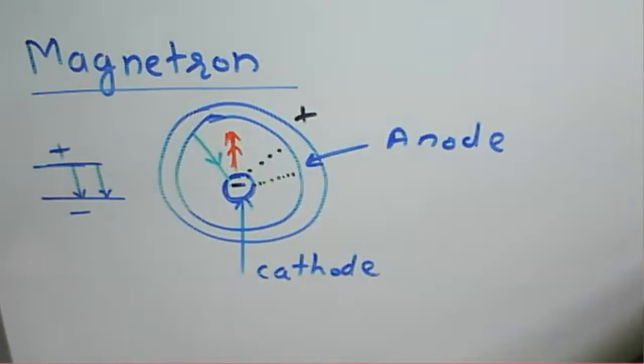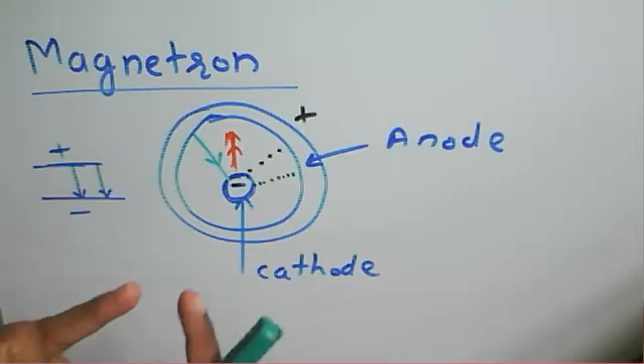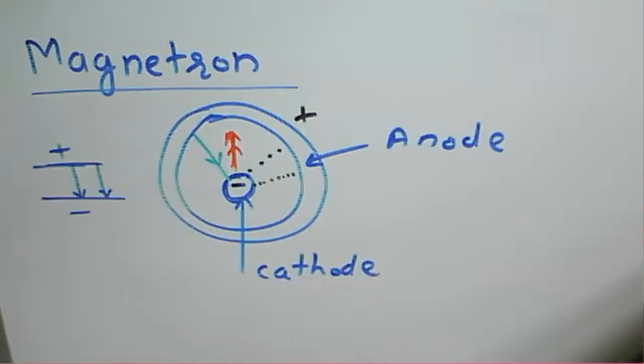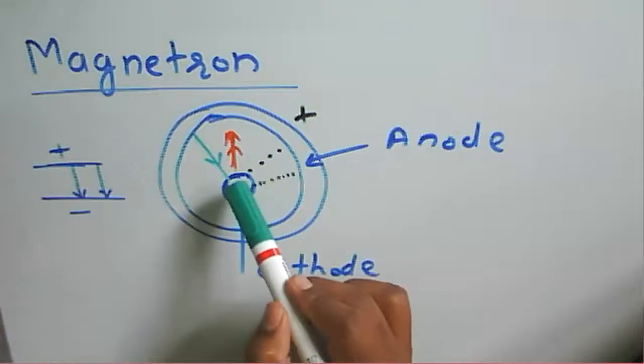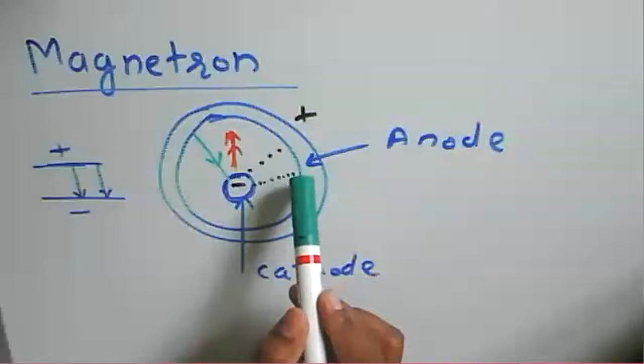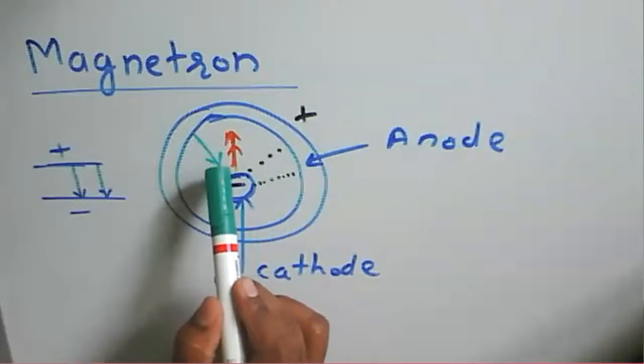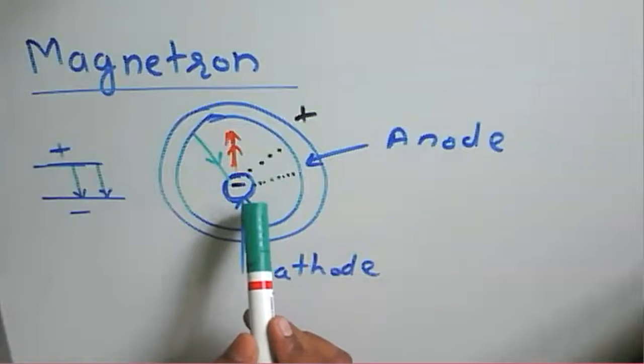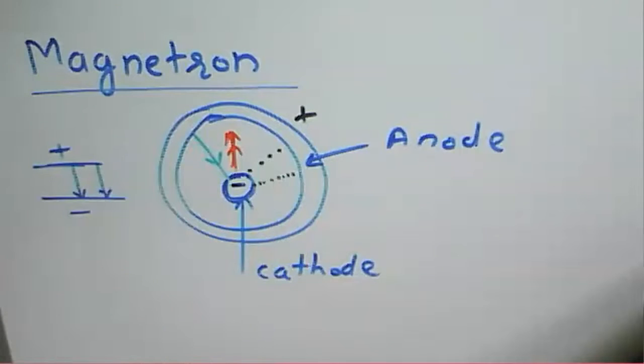So the electron motion is from the cathode to the anode, and the field is opposing it. The field is opposite to the motion of the electron. Electrons are moving from the cathode to the anode, and the electric field is directed from the anode to the cathode. That is the electric field.